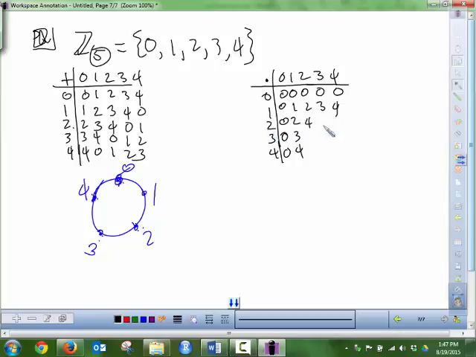2 times 3 is 6. So I can use my circle here now. 0, 1, 2, 3, 4, 5, 6. So this should be a 1. 2 times 4 is 8. I'll count again. 5, 6, 7, 8. So that's a 3. I landed on a 3 when I went on my circle. Okay. You guys want to fill in the rest?